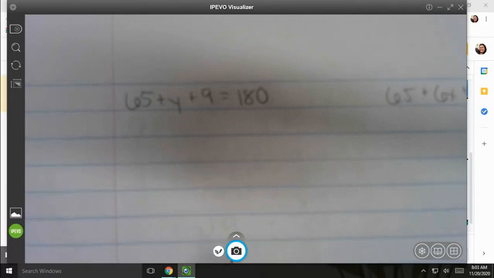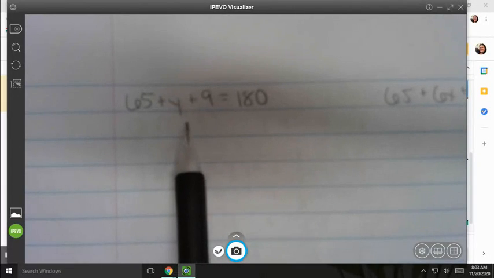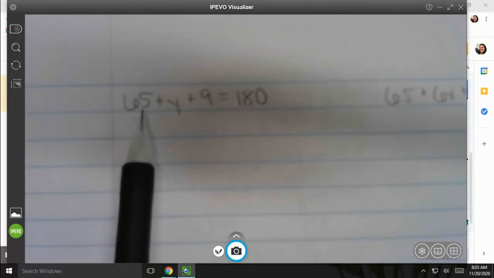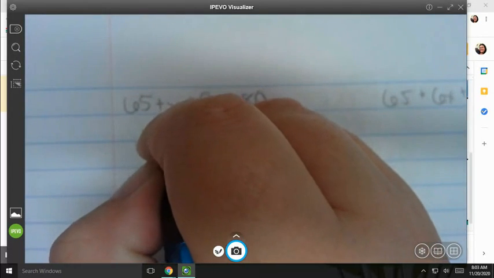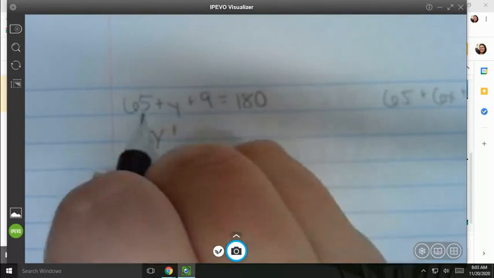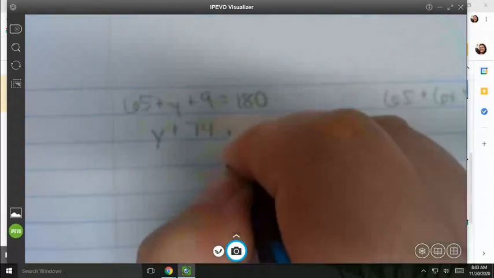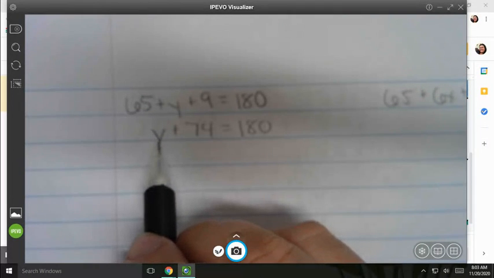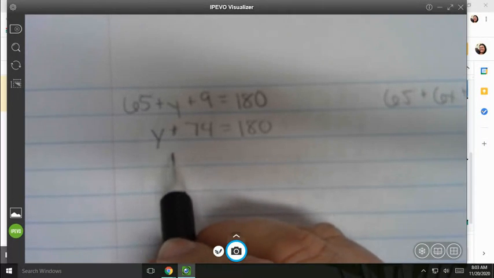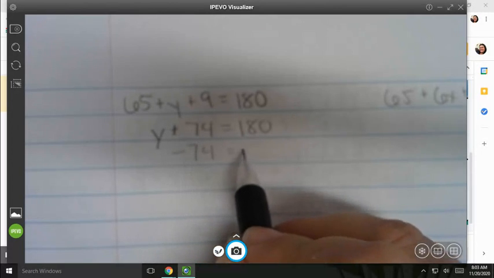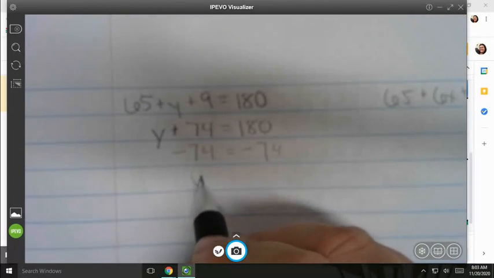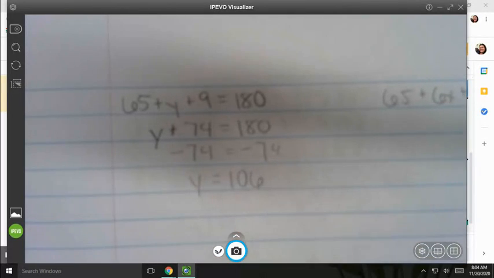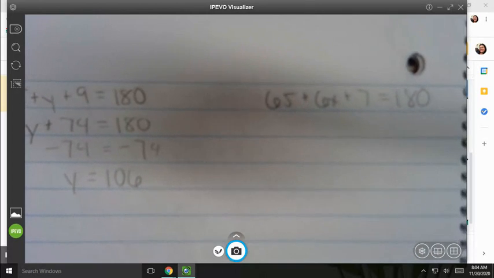So let's focus on this one first. Let's focus on 65 plus y plus 9 equals 180 degrees. Well, let's go ahead and combine our like terms. We still only have one y here. But 65 and 9 is 74, so y plus 74 equals 180 degrees. So our next step is we want to get this y by itself. So this is plus 74. To undo that, we're going to subtract 74. And so that's going to give us y equals 106. All right, so we solved for y.